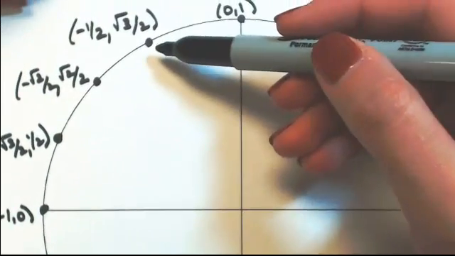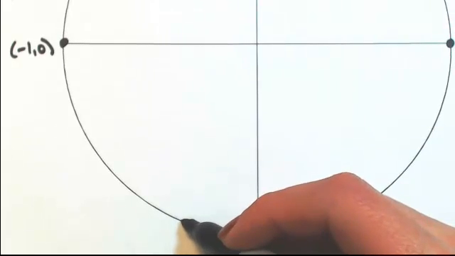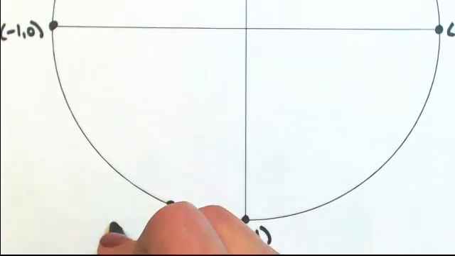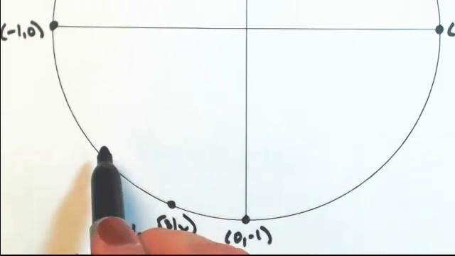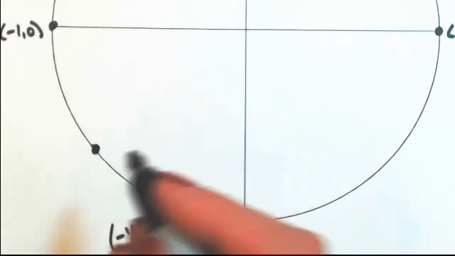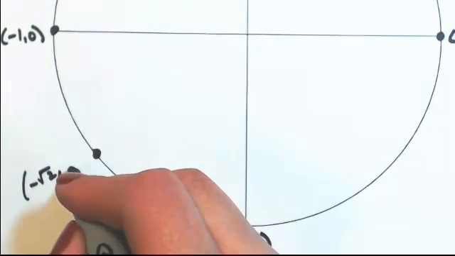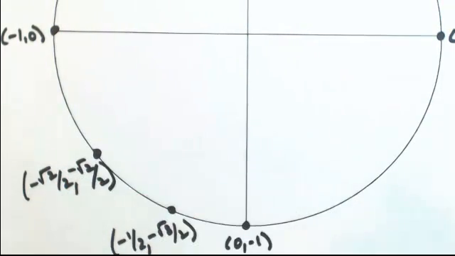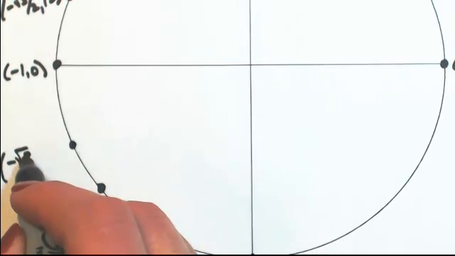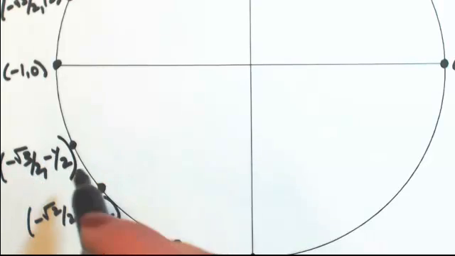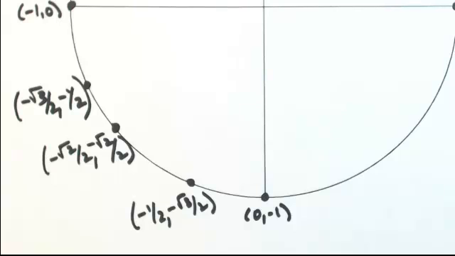So reflecting this top point over, y becomes negative. Okay, the next one. Okay, so that's our third quadrant.